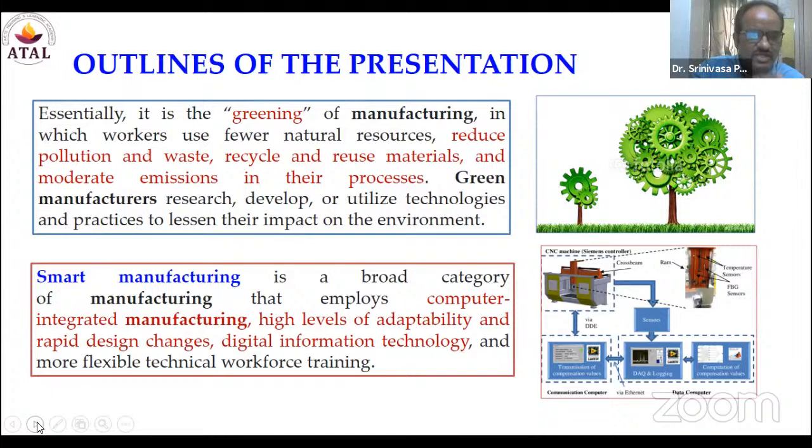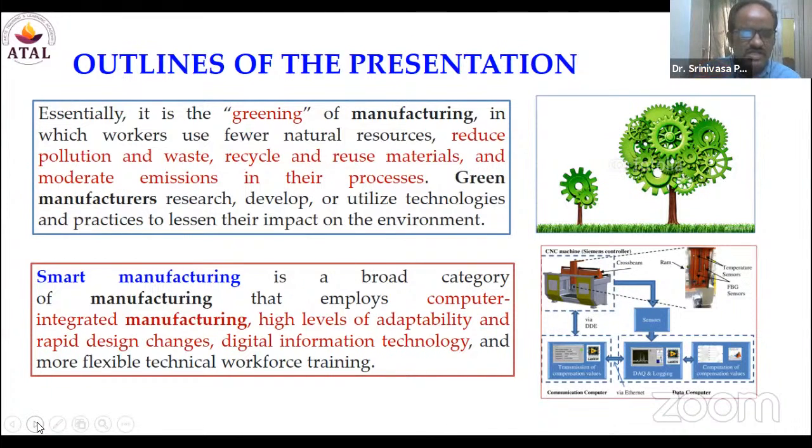If something can be discussed and done beyond CNC machining, maybe those things will come under smart manufacturing. Now, smart manufacturing means if you are able to make a communication between a device which can collect the information during the machining.